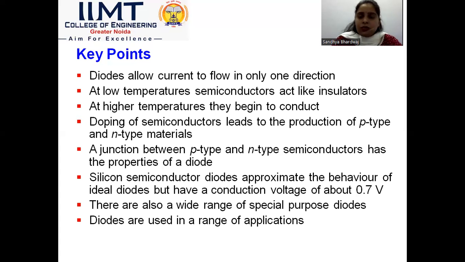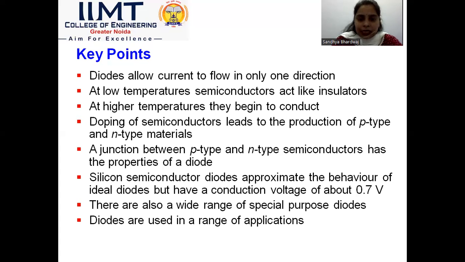Diodes are used in a range of applications. In many applications, diodes give the maximum efficiency or work much faster. And the doping of semiconductor leads to the production of p-type and n-type material. In a pure semiconductor, we add an impurity to it, so they can improve their behavior and efficiency. So the doping process is very important for that.